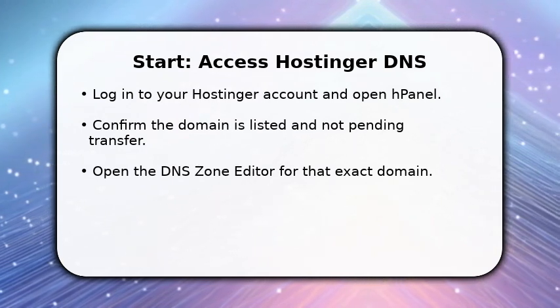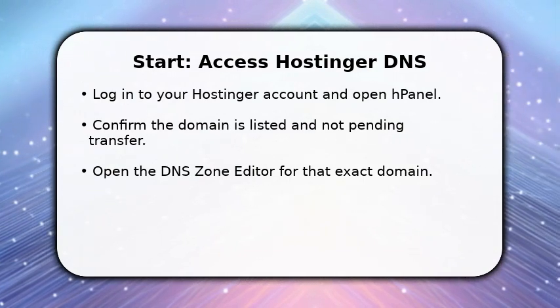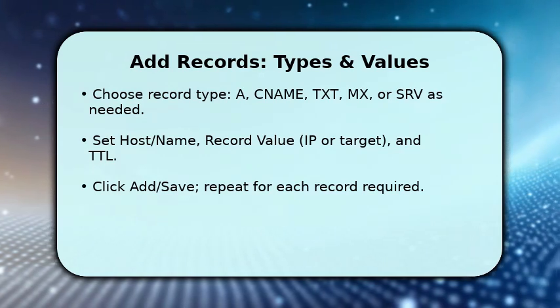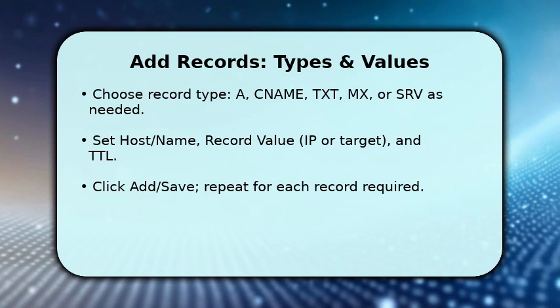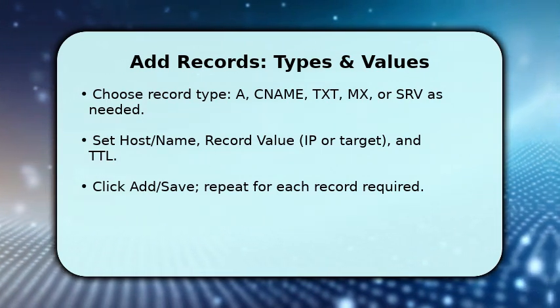Now that you're in the zone editor, you're ready to add the first DNS record. We'll pick the correct type and enter precise values next. You choose the record type based on purpose. A for IP addresses, CNAME for aliases, TXT for verification, and MX for mail routing.